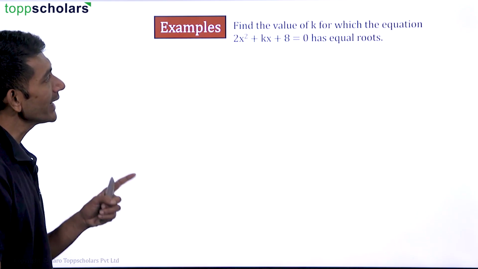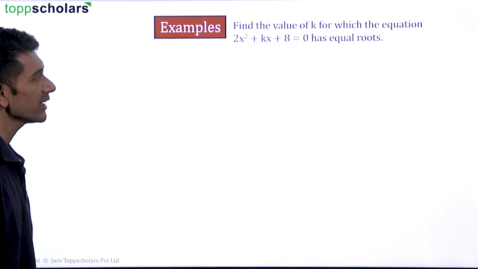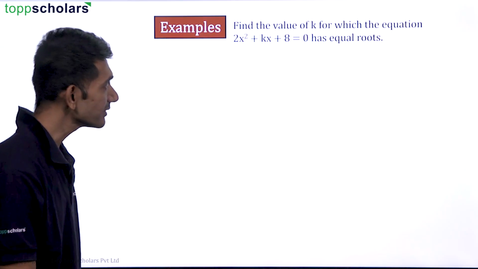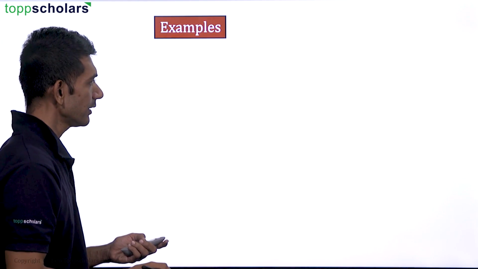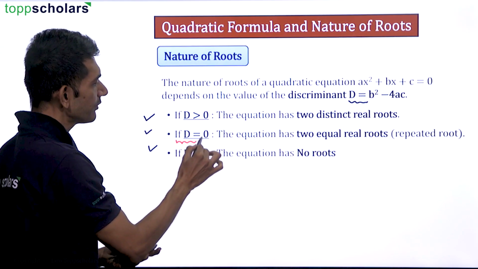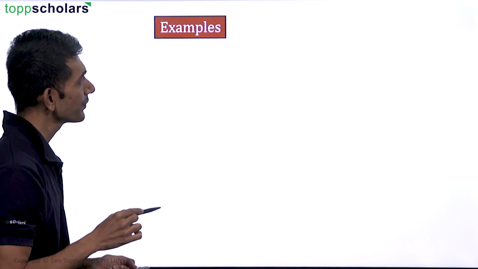Now, find the value of k for which the equation 2x² + kx + 8 = 0 has equal roots. This is the question. The question says this has equal roots. What is the condition for equal roots? We have seen that for equal roots, D is 0. And what is D? D is b² - 4ac, right?